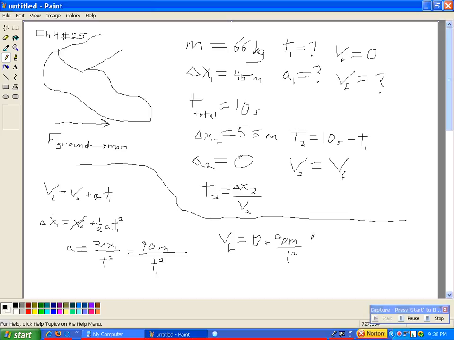And so that's acceleration times time. Look what happens. Yes, indeedy. One of those cancels. So we get 90 meters over T1. And that is the final velocity. Sweet. We'll continue with more in just a moment.